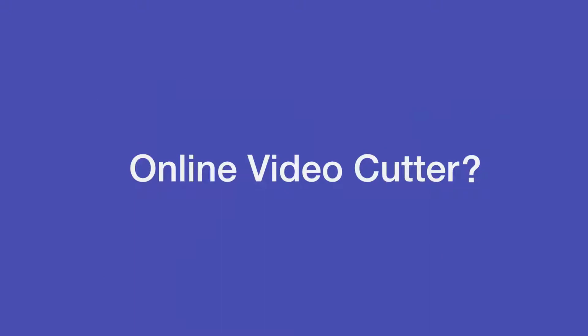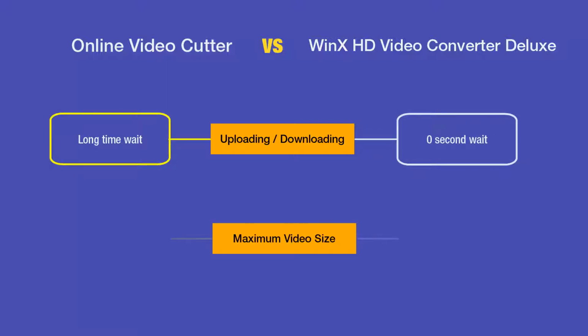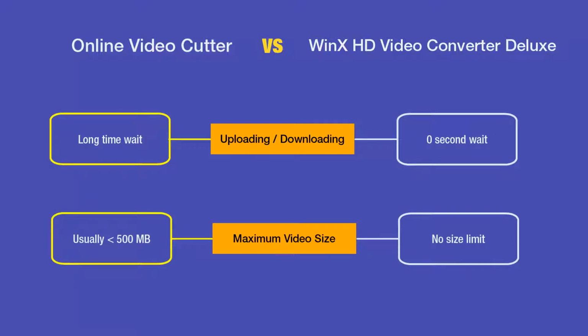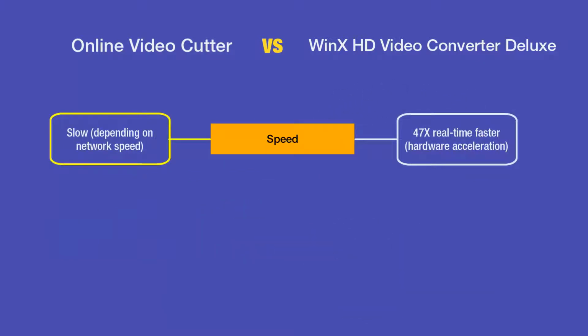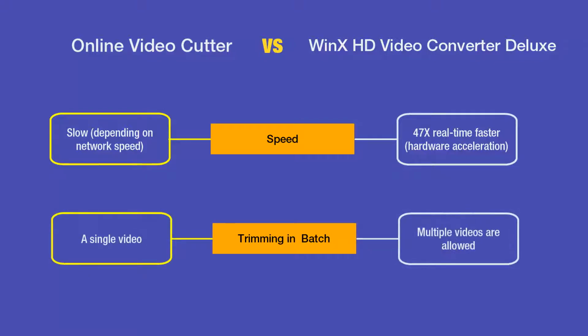Online video cutter is certainly a choice. But when you have no internet or your video exceeds the site size limit, it becomes a chicken rib. Not to mention that you have to wait long for uploading and downloading your every video. While desktop video trimmer like WinX HD Video Converter Deluxe makes you free from such troubles. It also allows batch video cutting with or without re-encoding at 47x real-time fast speed.